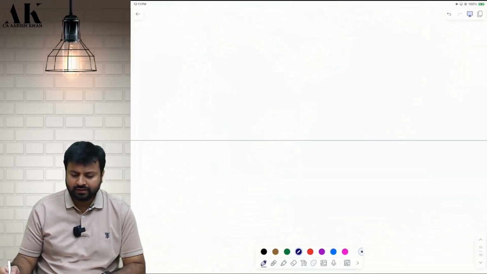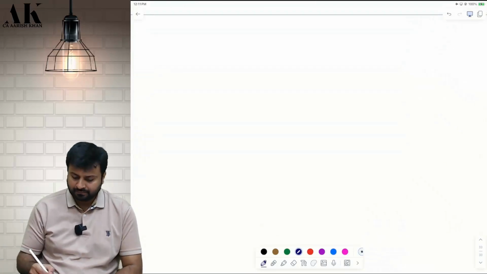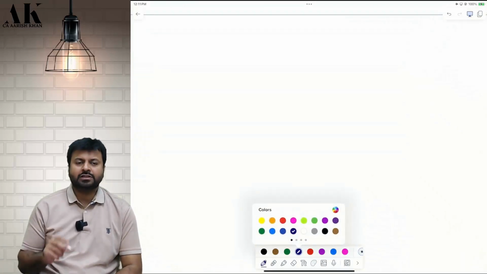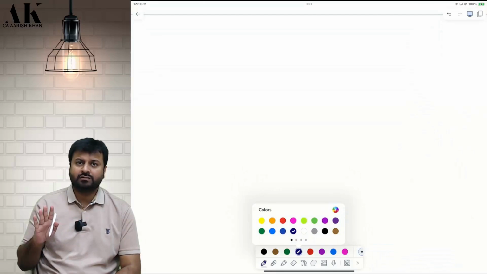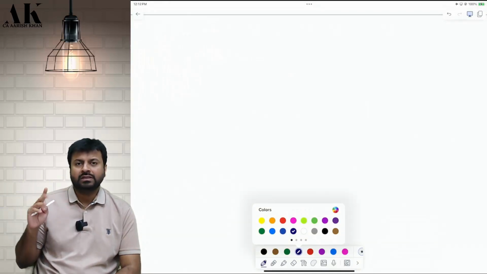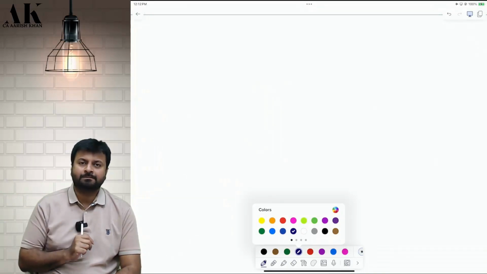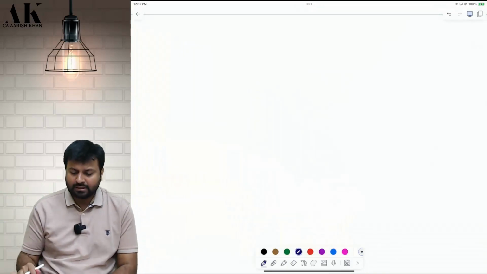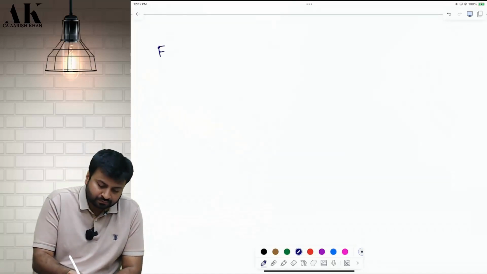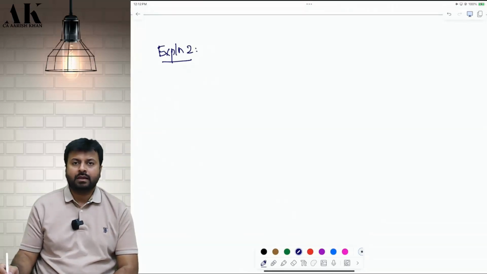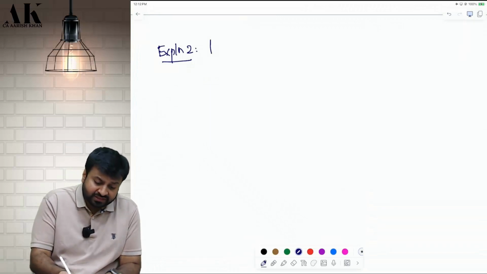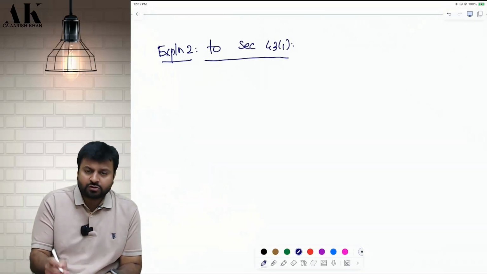So now we are starting with the explanations. The very first explanation is explanation 1. I am not doing that as of now. That is related to some other section. The second explanation is explanation 1A. That also I am not doing now. That is also related to some other concept. The first explanation that I am starting today is explanation 2. Explanation 2 to which section? To section 43(1). That is the definition of actual cost. Are you clear?